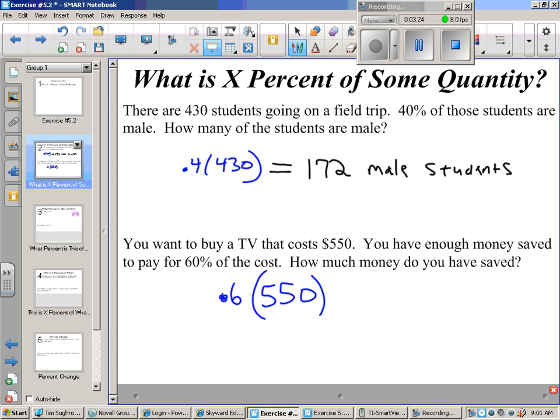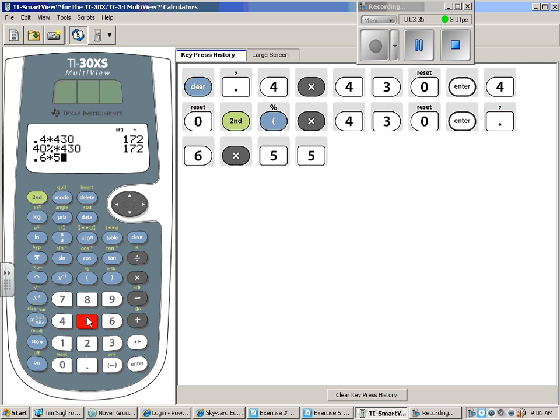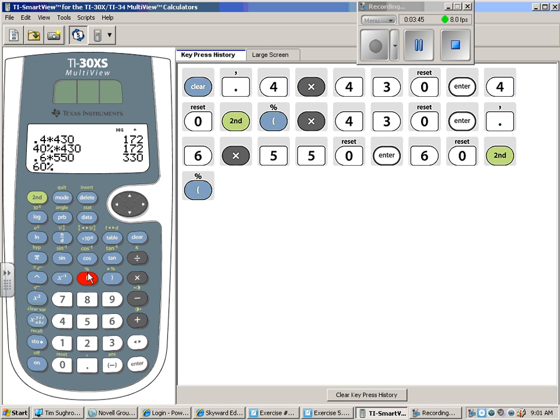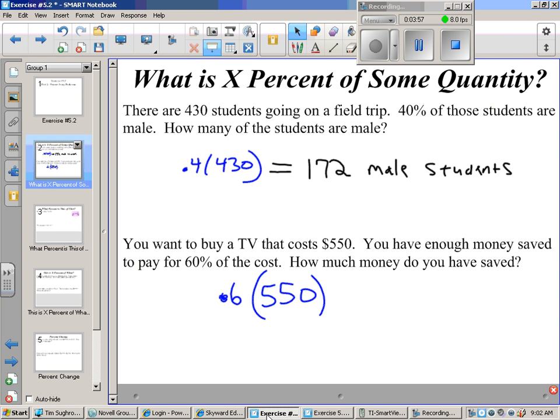Or you can just take 60% times 550, depending on how you want to type it into your calculator. It's less keystrokes, though, if you can convert in your head. 0.6 times 550. Okay, $330 you have saved. But if you like to use your percent key, because you've been known to make some mistakes when you're converting percents, then by all means, just type it in that way. Same answer. Okay, so $330.